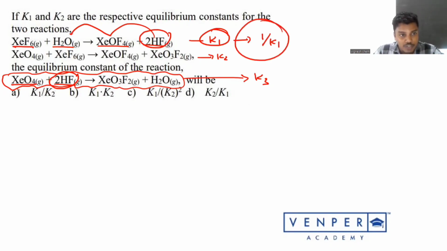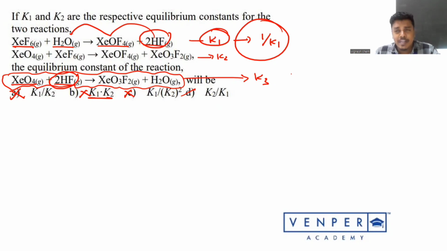K1 by K2 is not possible. K1 into K2 is not possible, and K1 by K2 is the simple option D. This is the type of simple trick question they can ask. You can just see the final equation, or look at the first two equations. If the equation is reversed, we have to take 1 by K1.